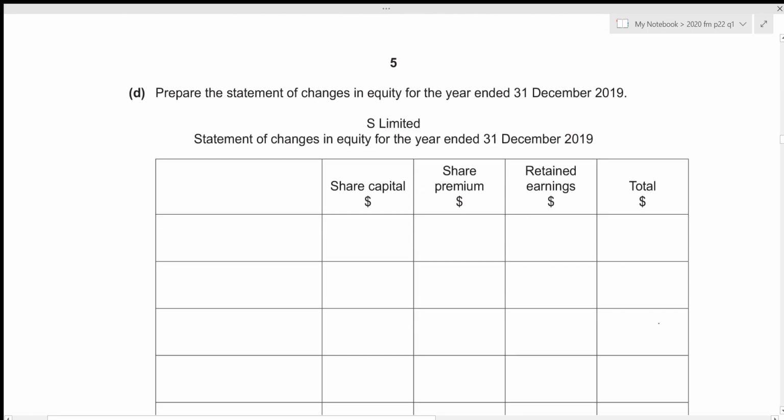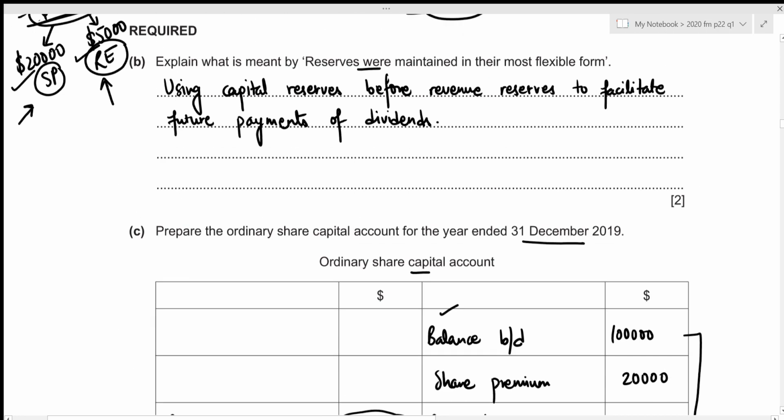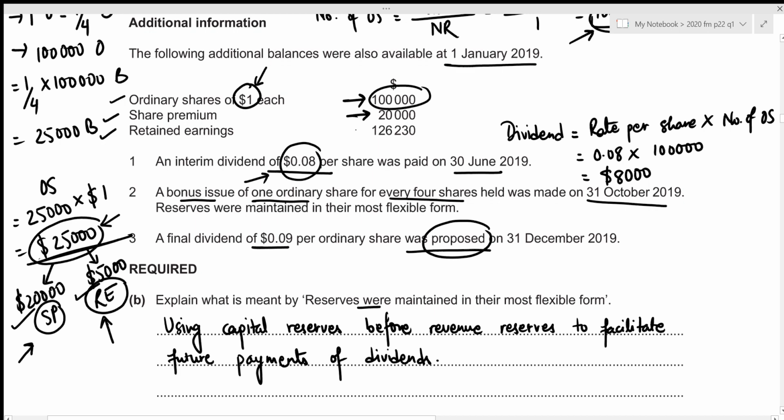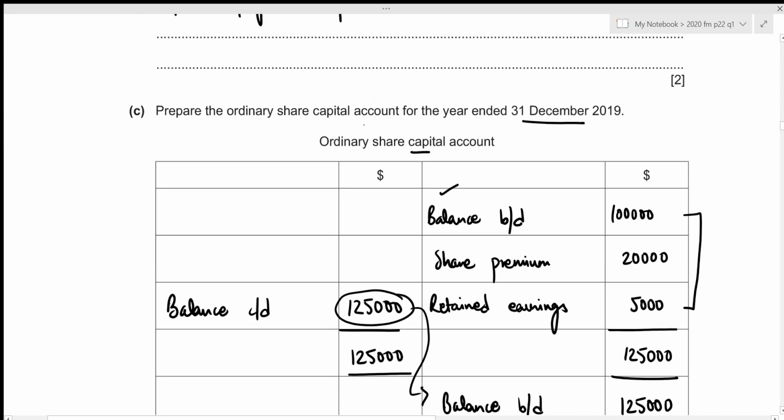We now need to prepare the statement of changes in equity for the year ended 31st December 2019. So firstly, we just need to write down our opening balances at the date of 1st January 2019. So this is balance at 1st January 2019. We had the share capital of 100,000. We had the share premium of 20,000. Let's have a look for retained earnings. That was 126,230.